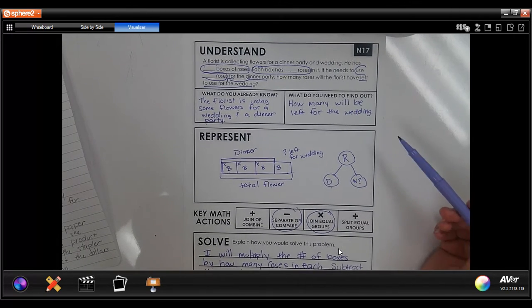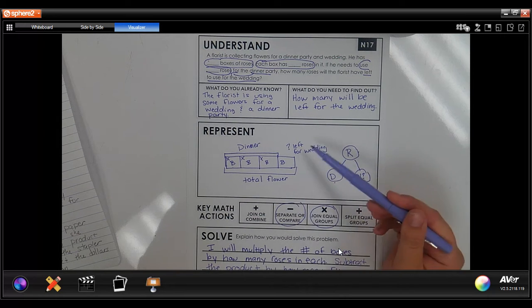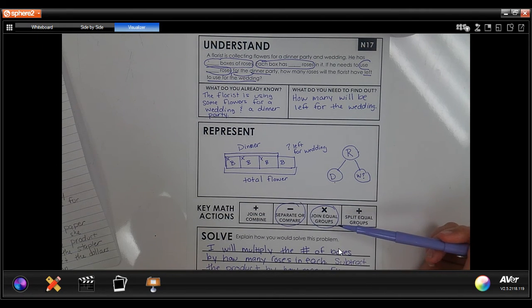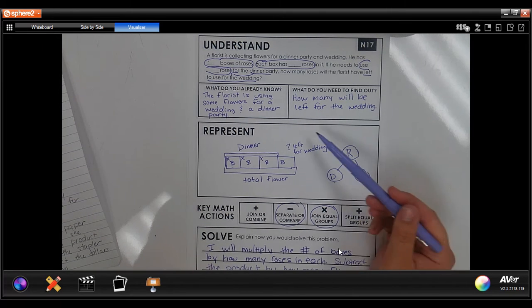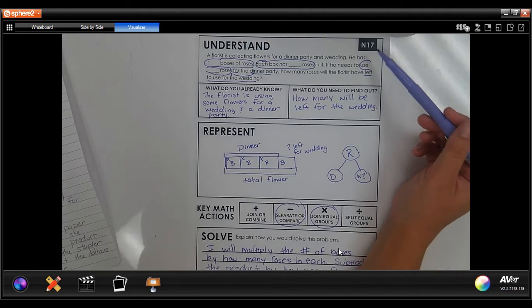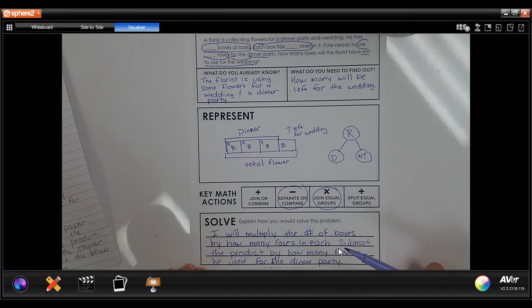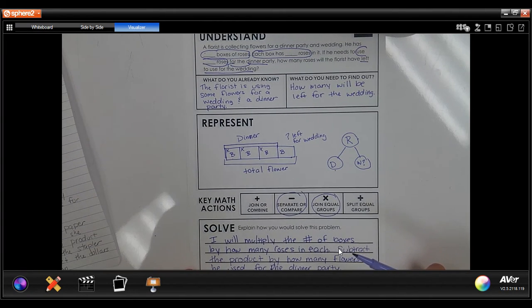Students at home, yours will look a little bit differently because it's online, so you won't have this represent and key math actions placed on your paper on the slides. So all you'll have to do is get out your notebook and you'll put represent and you'll draw a picture for whatever number it is up top. And same with the key math actions. You could just tell us the 2 or 3 key math actions you will be using to solve your problem.